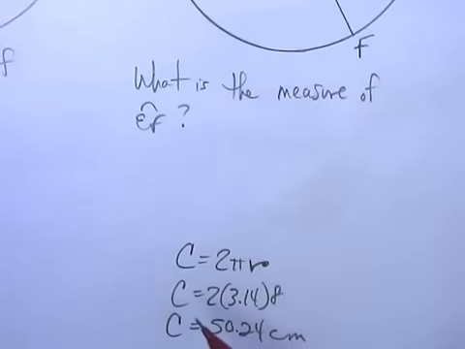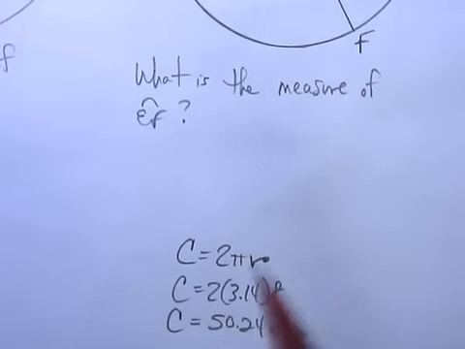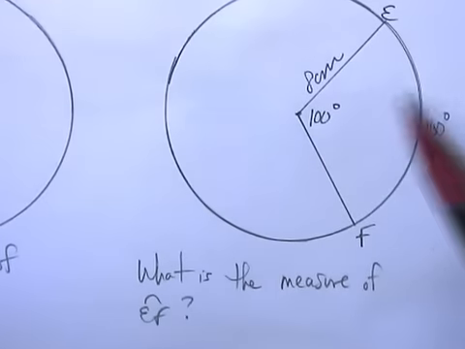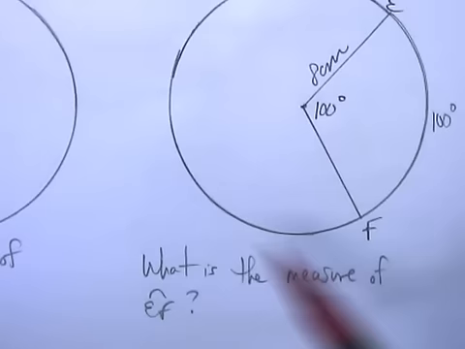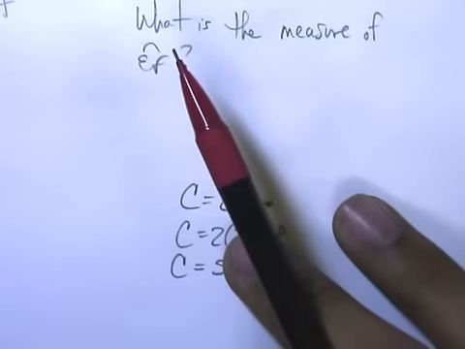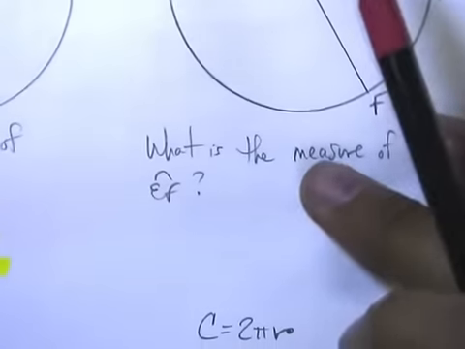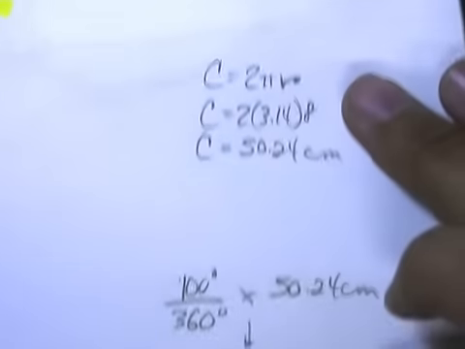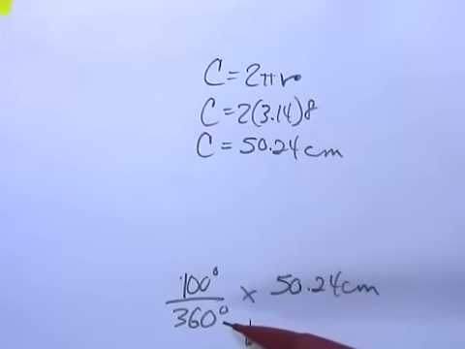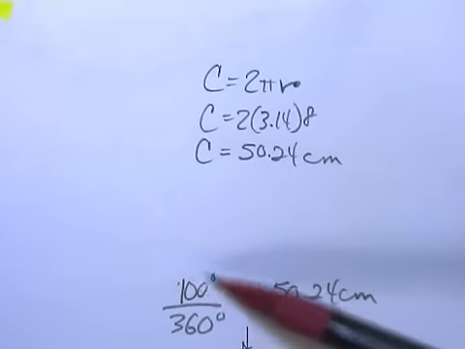But I also need to know how big my circle is. I need to know what is the actual size of my circle. Well, in order to do that, I need to know what the circumference is. The circumference is 2 times pi times r, so it's 2 times pi times 8, which gives me 50.24, which means that the entire distance around this track is 50.24 centimeters.